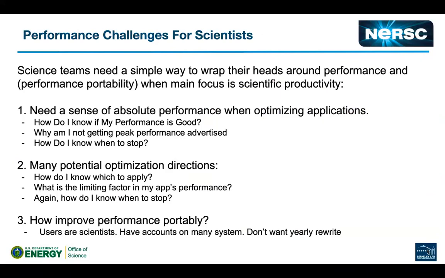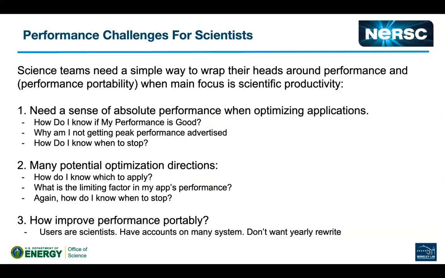They need a sense of their absolute performance when optimizing applications. I've been to many presentations, and I've even given presentations myself where people will say something like, my code runs 5 times faster today than it did 3 years ago. And while that's in principle good, it really doesn't give you any sense of where you stand in an absolute sense. It's kind of meaningless in that way. And so users need to know if their performance is good. They need to know why they're not getting peak, which directions they can move in, and most importantly, probably when to stop, when they've reached diminishing returns.